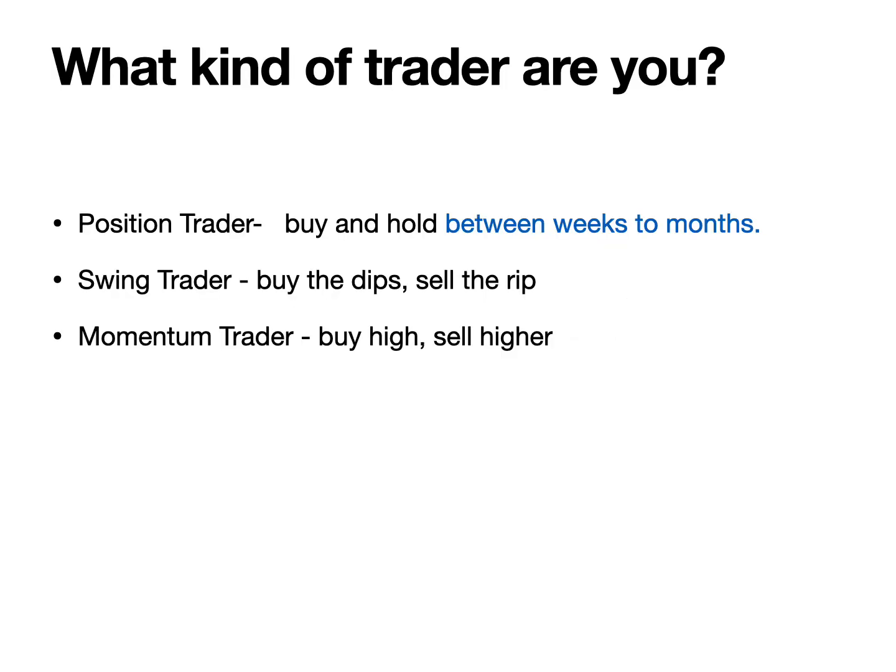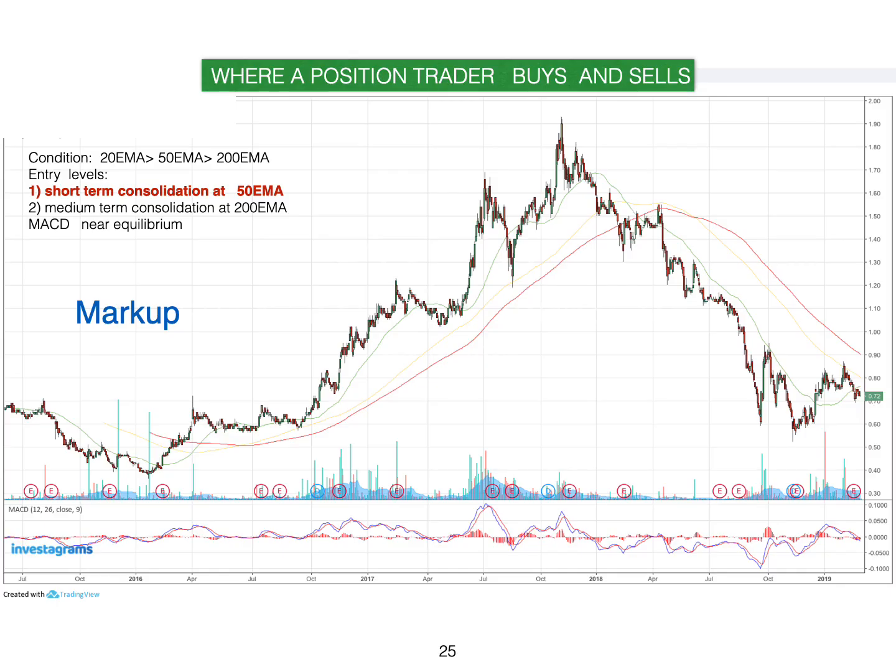What trading strategies does each kind of trader employ in his trades? Position trader buys and holds between weeks to months. A swing trader buys the dips and sells the rip. A momentum trader buys high and sells higher. This chart shows where a position trader buys and sells. Previously, we said that the 50 EMA is the position trader's support line. So this is the best place to position.